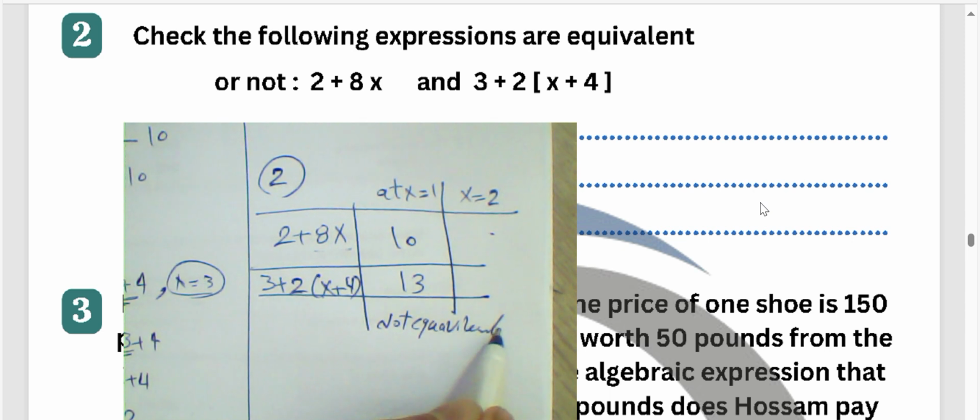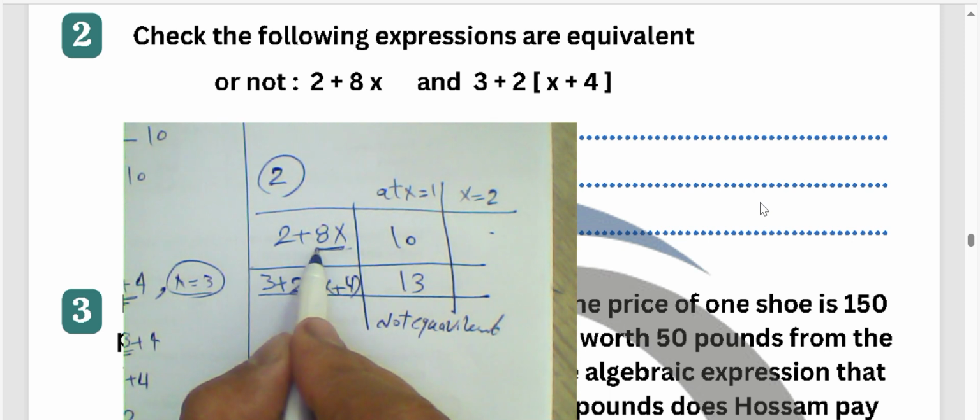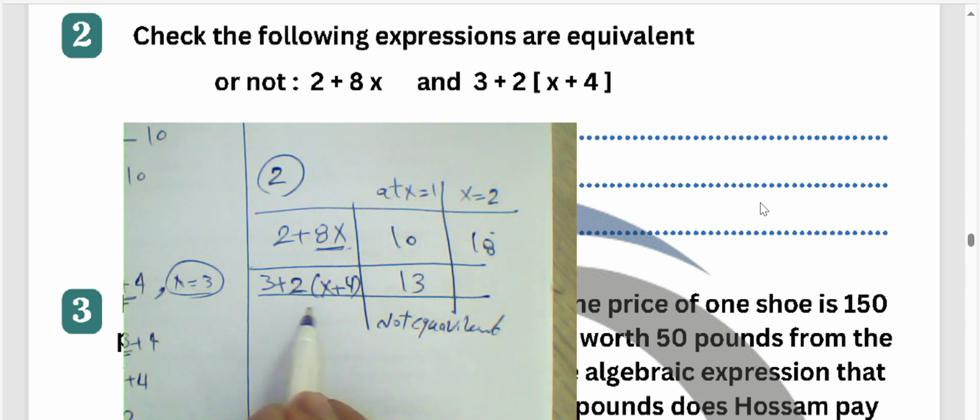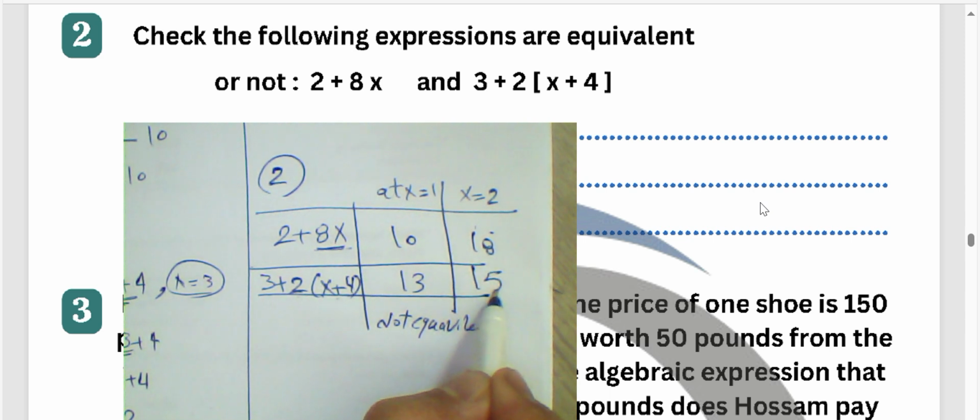Put x equal to 2 times 8, 16, plus 2 equals 18. 2 plus 4, 6. 6 times 2, 12. 12 plus 3 equals 15. So it will be not equivalent.